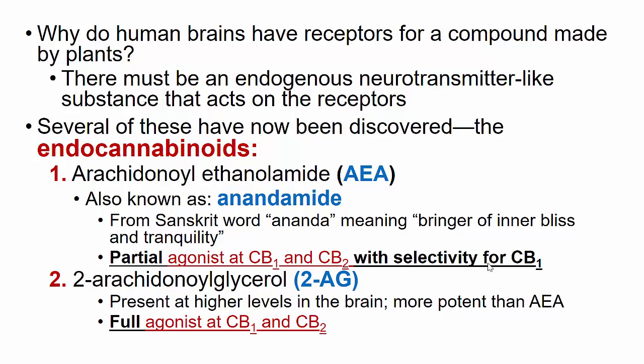2-AG is also considered to be the more important endocannabinoid. It's present in the brain at much higher levels than anandamide. That doesn't mean that anandamide isn't important. It's just that we find 2-AG at a much higher level compared to anandamide, and for that reason, it's considered to be the more important synaptic signaling molecule. Okay, so now let's keep going forward.